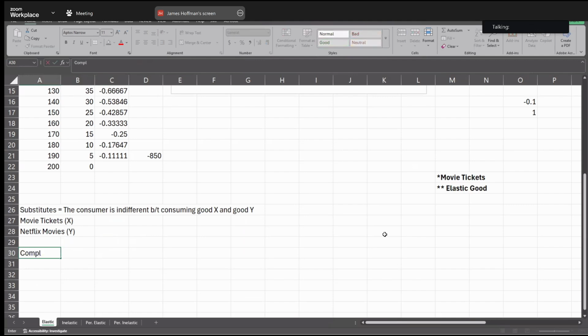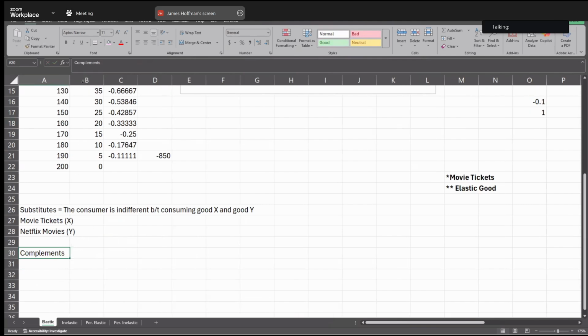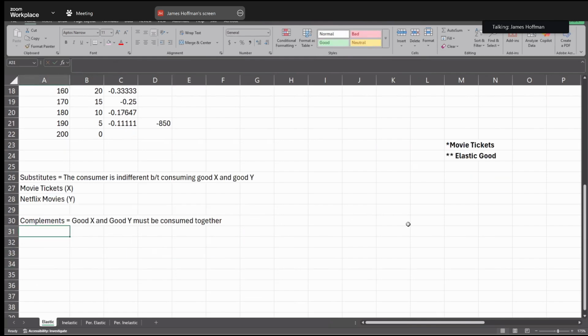All right, and then complements. Good X and good Y must be consumed together. So the example we had a second ago was iPhones as X, and then iPhone apps, because you can't use the app other than on an iPhone.